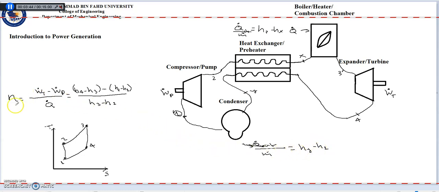So now our thermal efficiency is not calculated as before, but the work of the turbine remains the same, the work of the pump remains the same, but the Q in we have to offer to the cycle is now H3 minus Hx.